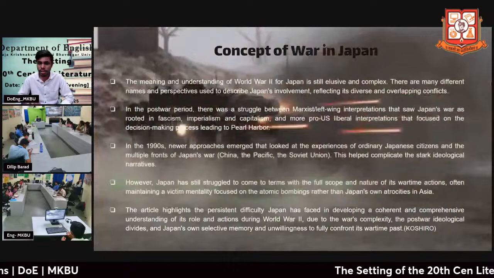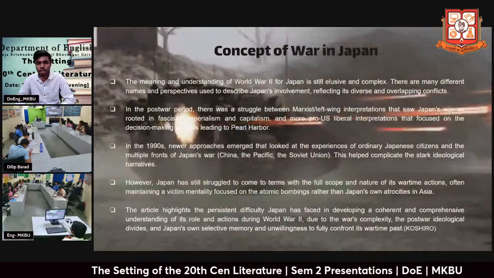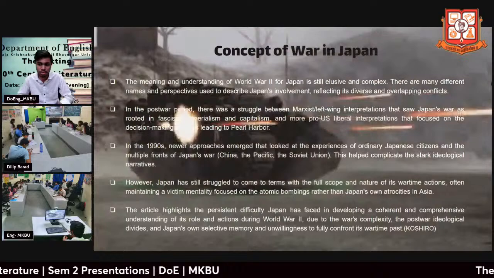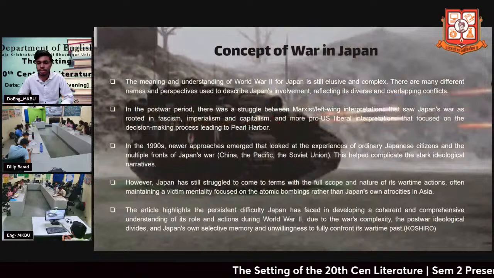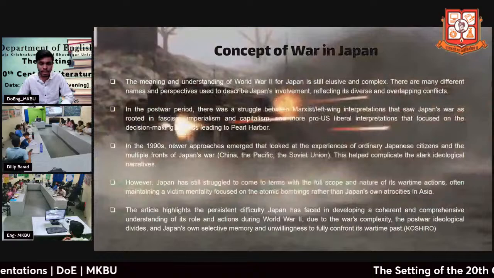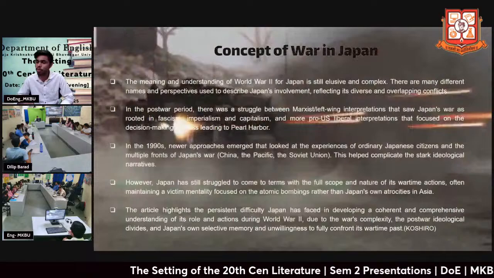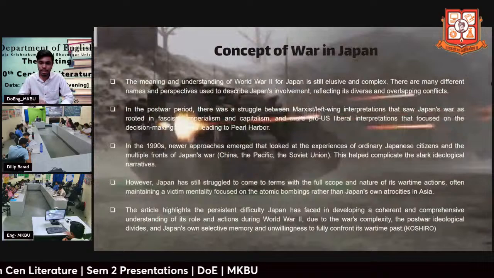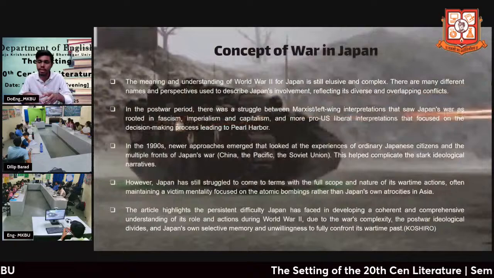In the post-war period, there was a struggle between Marxist and left-wing interpretations that showed Japan's war as rooted in fascism, imperialism, and capitalism, and a more pro-US liberal interpretation that focused on the decision-making process leading to Pearl Harbor. In the 1990s, a newer approach emerged that looks at the experience of ordinary Japanese citizens and the multiple fronts of the Japanese war, including China, the Pacific, and the Soviet Union. This helped complicate the stark ideological narratives.